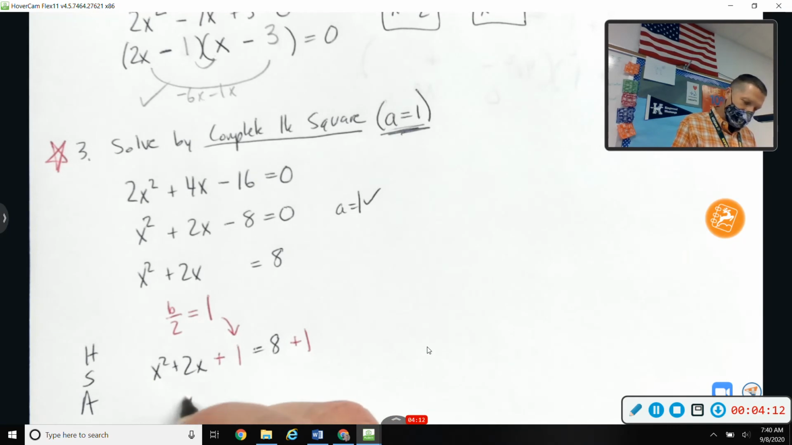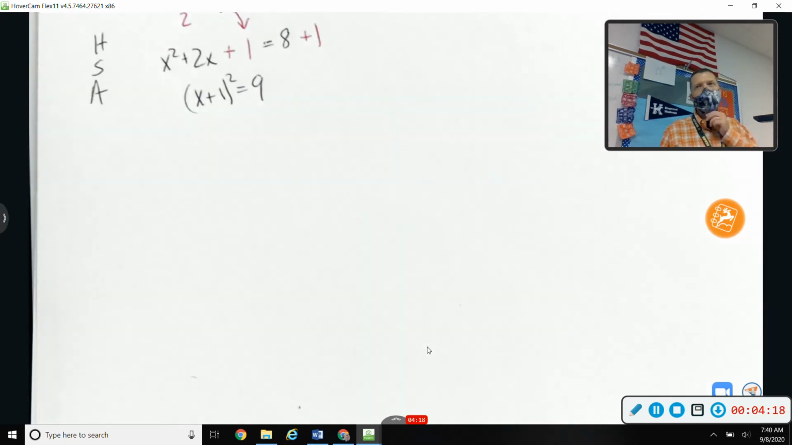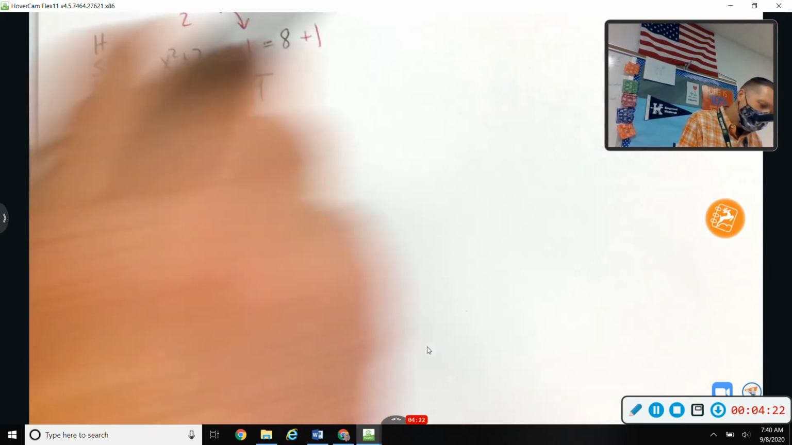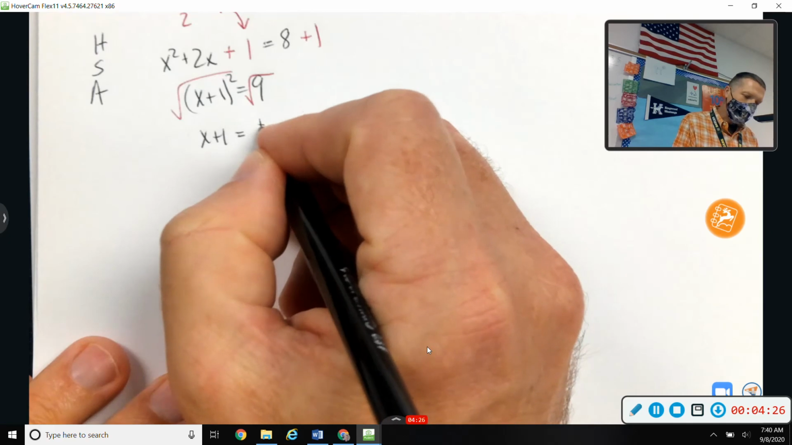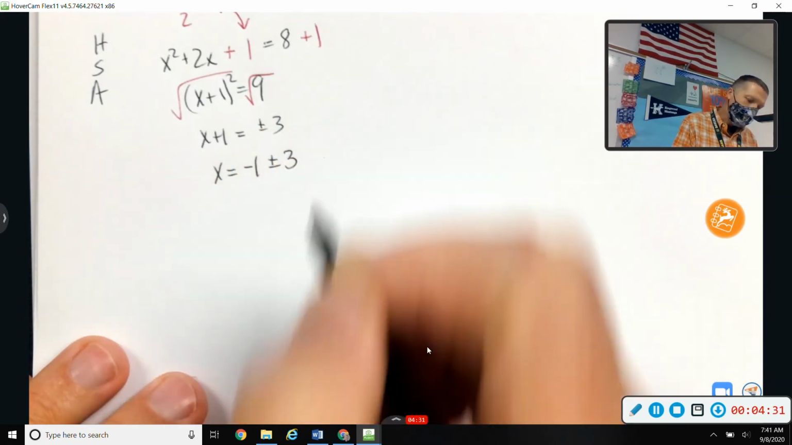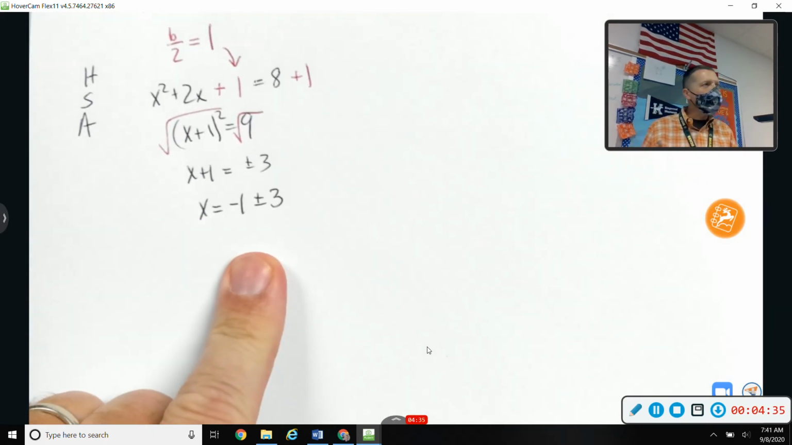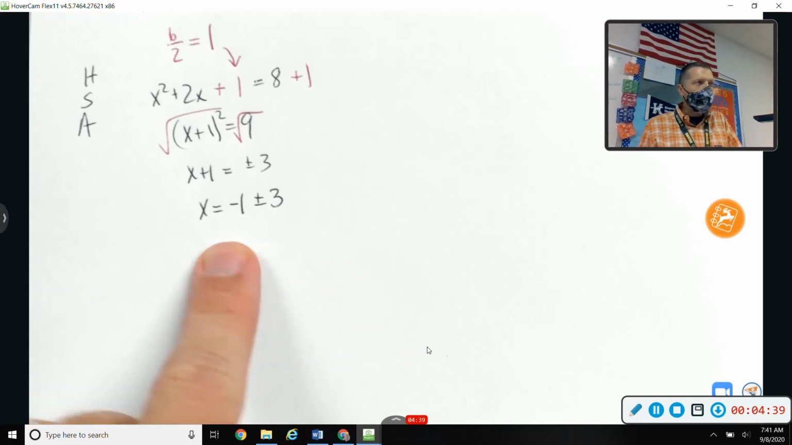Then it factors, it always factors with b over 2. And now you've got a square root problem. Square root both sides. x plus 1 equals plus or minus 3. So x equals negative 1 plus or minus 3. When we get to this stage with square roots, we usually stop there and just leave it as plus or minus. But since we have all integers, let's not stop there.